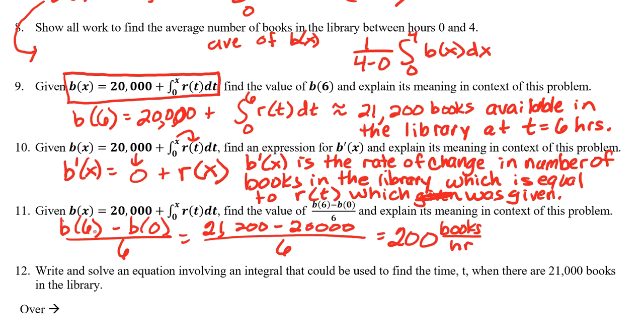All right, so remember that our b function was the number of books available. So b prime, this is the rate, this is the average rate, sorry.